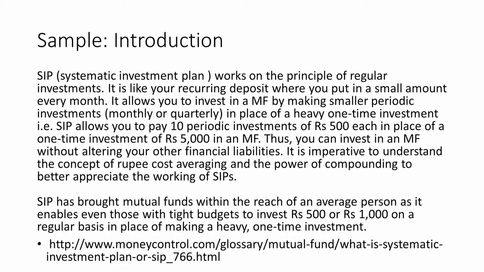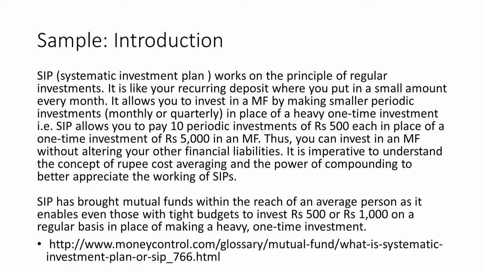SIP, Systematic Investment Plan, works on the principle of regular investments. It is like your recurring deposit where you put in a small amount every month. It allows you to invest in an MF by making smaller periodic investments monthly or quarterly in place of a heavy one time investment. Please note that it is an MF because M has that kind of a sound, right. So, here is a typo, please correct it. It in an MF. In the next line it is corrected.